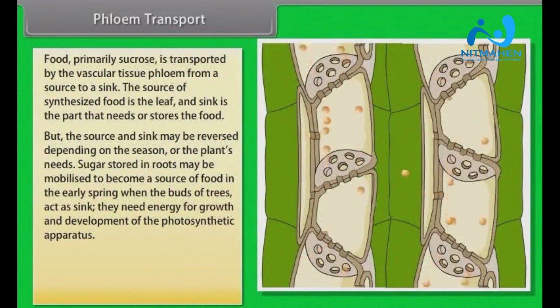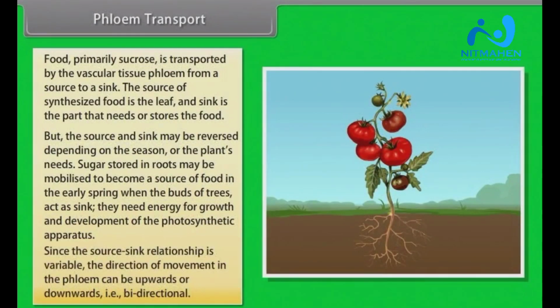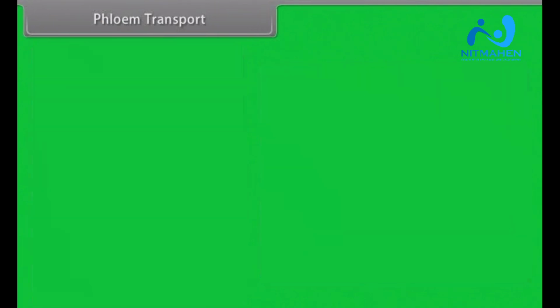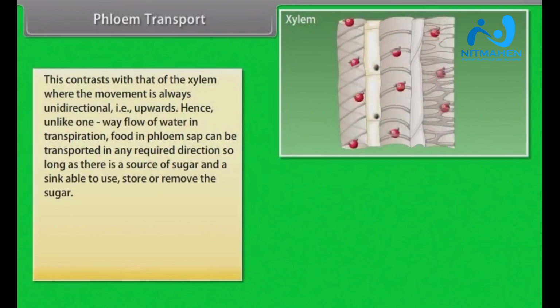Sugar stored in roots may be mobilized to become a source of food in the early spring when the buds of trees act as sinks. They need energy for growth and development of the photosynthetic apparatus. Since the source-sink relationship is variable, the direction of movement in the phloem can be upwards or downwards, which means bidirectional. This contrasts with that of the xylem, where the movement is always unidirectional, which means upwards.